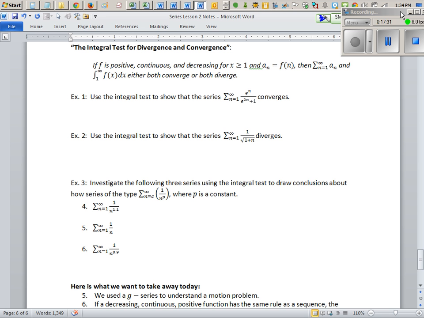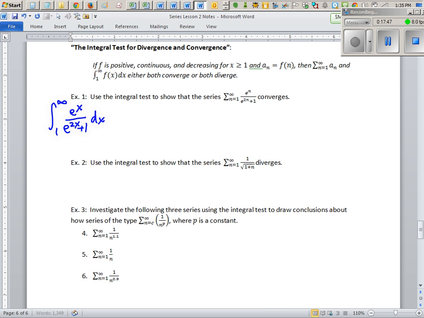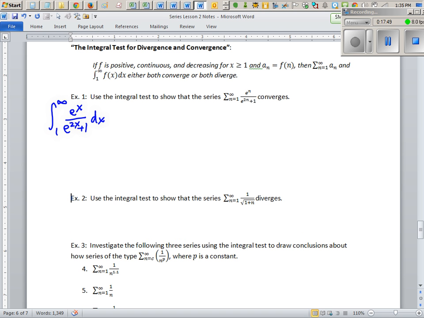So you would just write this integral from 1 to infinity of e to the x over e to the 2x plus 1. You turn it into an integral problem. You would then try to solve this integral. You guys are pretty good at integrating, most of you. You might recognize that if you let u equal e to the x, du is e to the x dx. Right? Which means you could actually rewrite this integral like this.